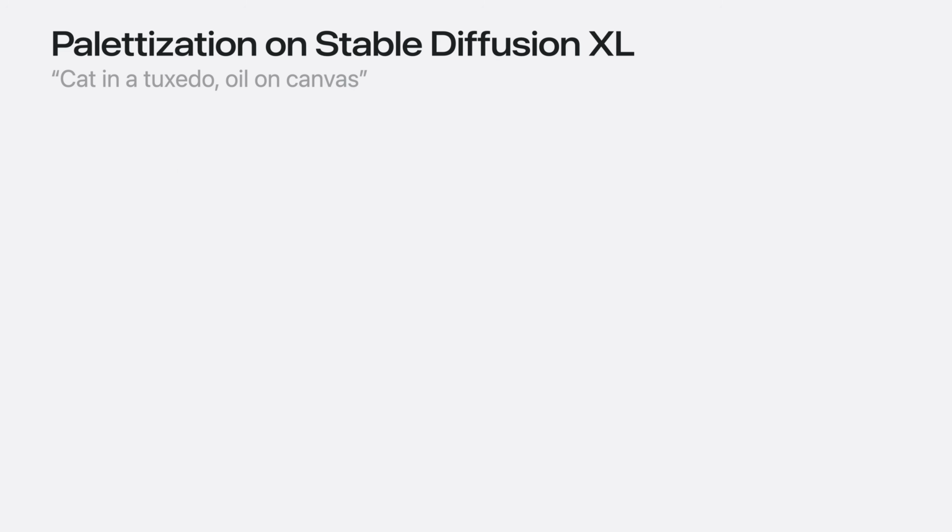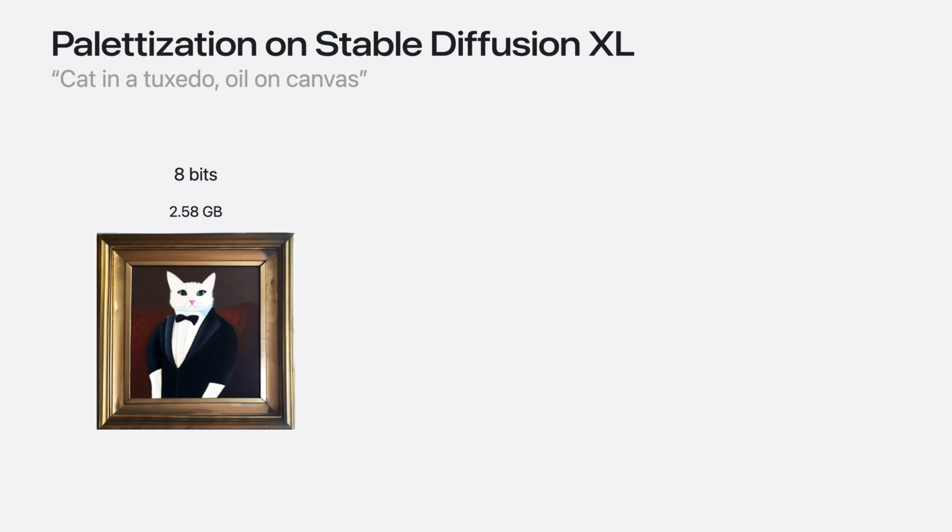Let's try palletization, which has a flexibility to choose the number of bits to achieve different compression ratios. For example, applying 8-bit palletization can reduce the model size to be about half of the float 16 model. I can get a wonderful image with my prompt, cat in a tuxedo, oil on canvas on my Mac. However, I want to get this model below 2 GB before considering iPhone and iOS integration.